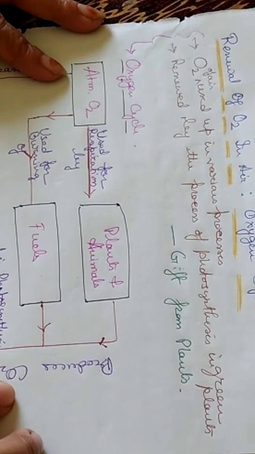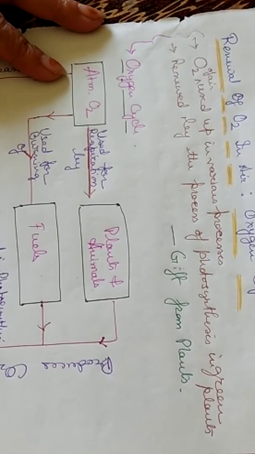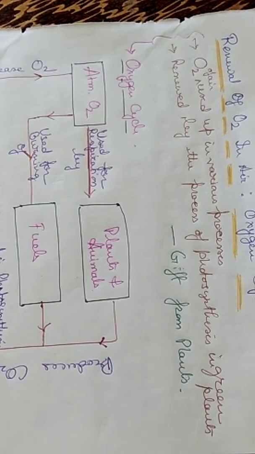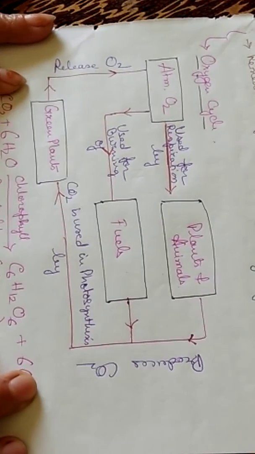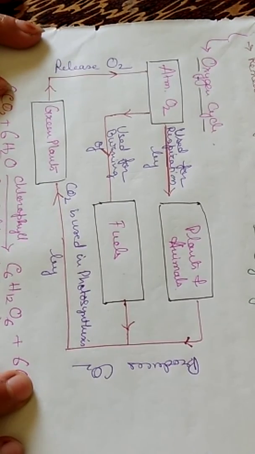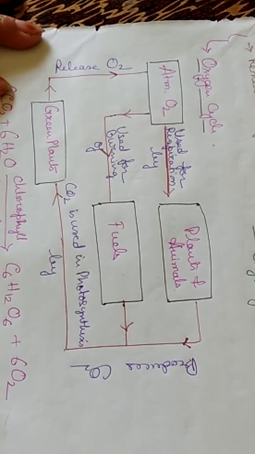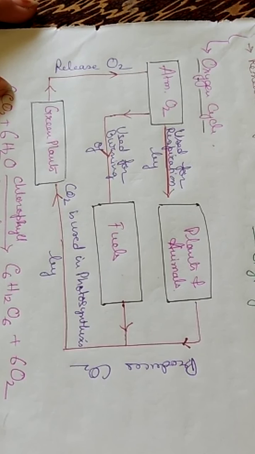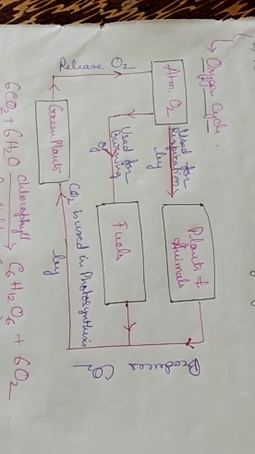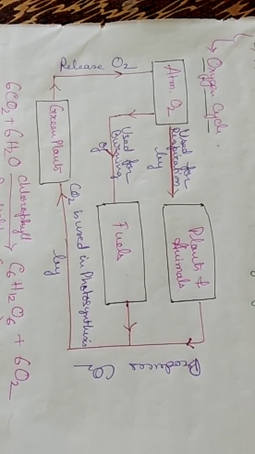Now they produce carbon dioxide. This carbon dioxide is taken by the green plants for performing the photosynthesis process, which gives glucose to the plants. Okay, and oxygen is being released. This released oxygen is given back to the atmosphere. So this photosynthesis process is a gift of the plants.